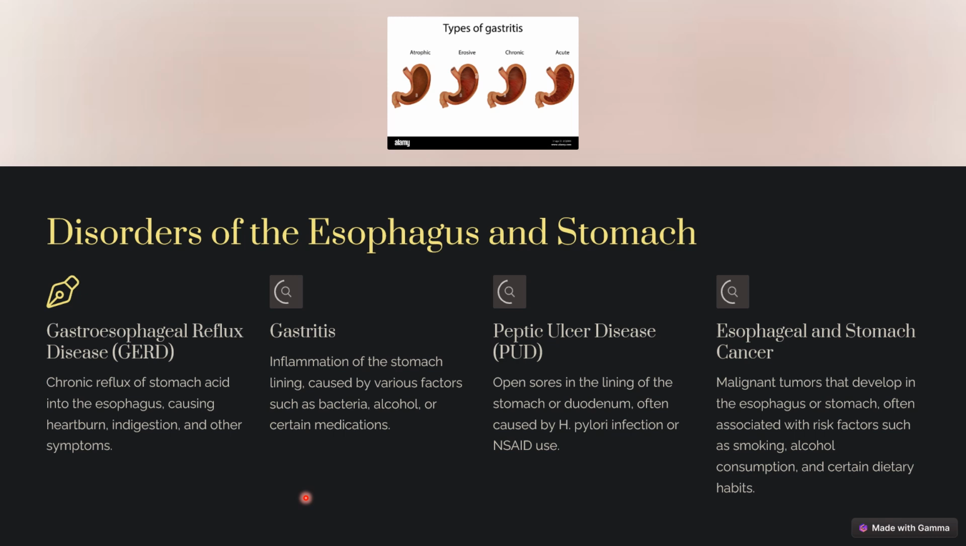Even after consuming food, we should wait, because by that we can prevent GERD, gastritis, peptic ulcer diseases and all. So we should be very mindful of what we are eating, how we are eating, and what the do's and don'ts are. So this was all about the esophagus and stomach.